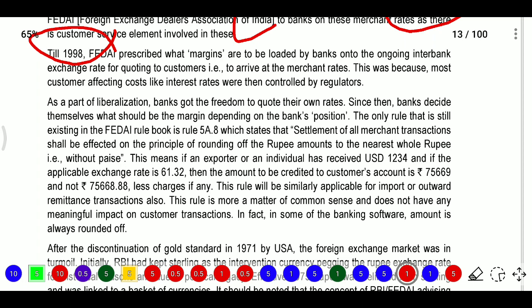Whatever the amount, we will round it to the nearest rupee. If it is 0.5 or above we add it back, if it is less than 0.5 we deduct. The rule is simply applicable for import or outward remittance transactions also. So this rule is more a matter of common sense and does not have any meaningful impact on customer transactions. In fact, in some banking software the amount is always rounded off.